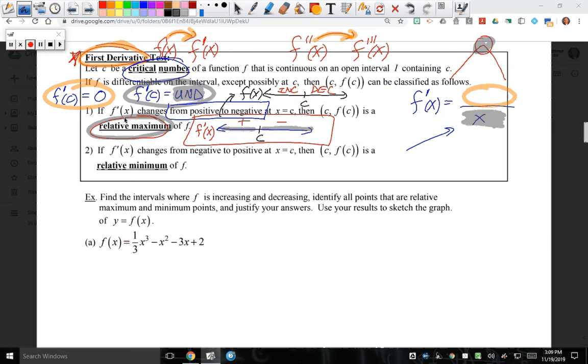So f prime is saying what f of x is doing without ever looking at f of x. Okay? And then f prime, here we go. If the signs changed at C from a negative to a positive, that's like saying from decreasing to increasing, that would be a relative min. Raise your hand honestly if you understand that. Okay. Here we go.